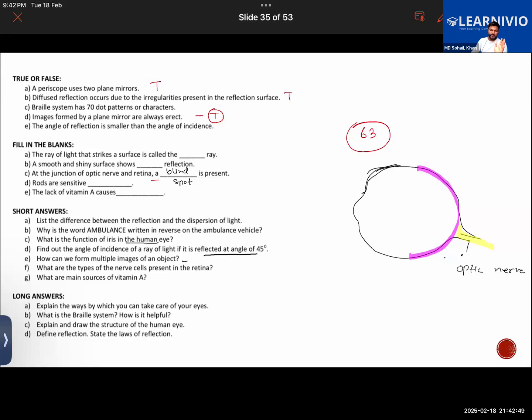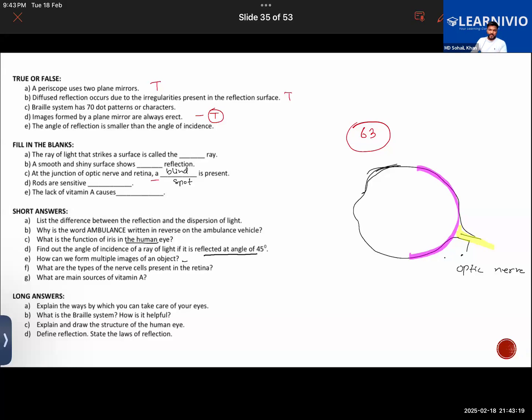Remember, you take plane mirrors and you keep them inclined at angles. You take two or more than two plane mirrors inclined at an angle. That's how multiple images are formed. So to form multiple images, you can incline two or more mirrors at some angle, and thereby multiple reflections will take place. Hence, it will result in the formation of multiple images.